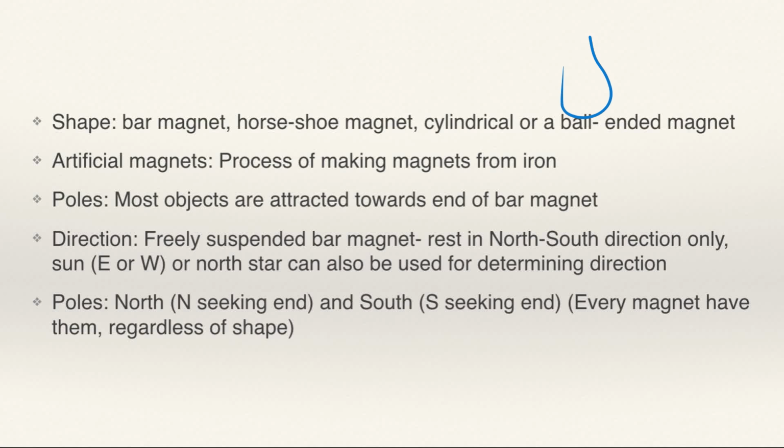Now the process of making magnets from iron is called making an artificial magnet. So you just need to rub it in one direction. Take an iron bar like this and just keep on rubbing it in one direction. Do not rub it in the other direction like this. So if you rub it in one direction, it will form a magnet.